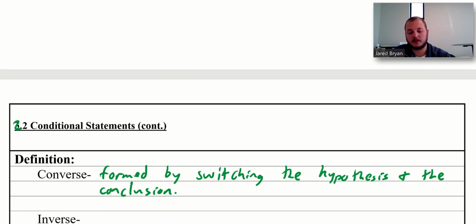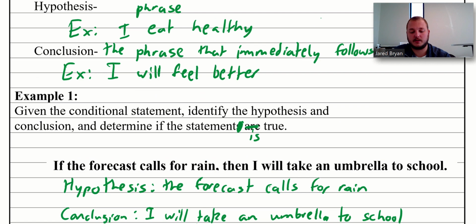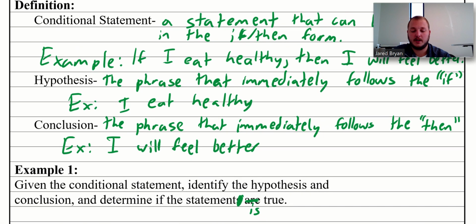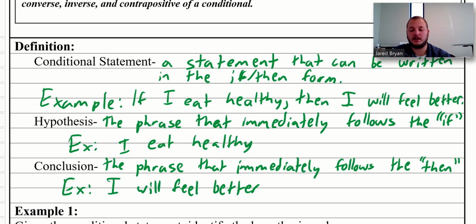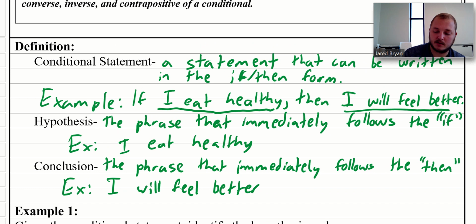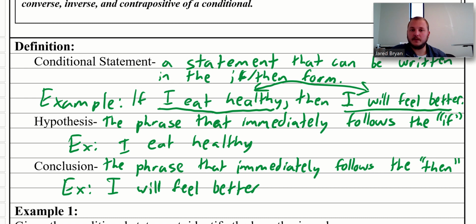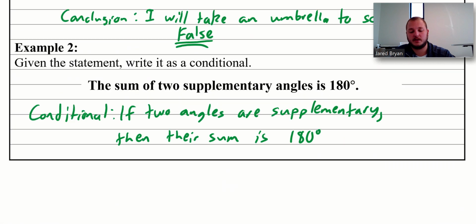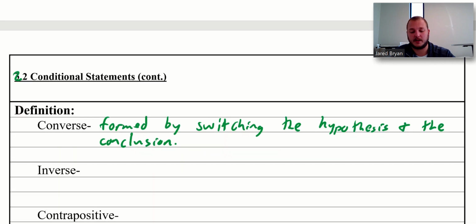So if we wanted to go back to our first example here, and I want to see what that looks like, and we'll practice this a little bit more. Instead of saying, if I eat healthy, then I will feel better, what we're doing is we're taking these two pieces and we're swapping their places. Okay? And in this case, it would say, if I will feel better, then I will eat healthy. Something along those lines. Okay? That's the idea with the converse. And like I said, we'll write another example of that here in a minute.